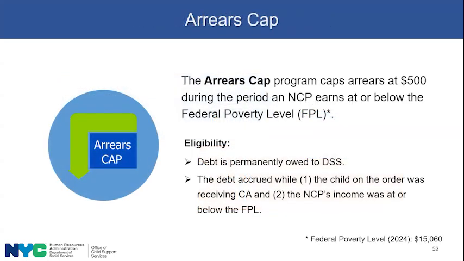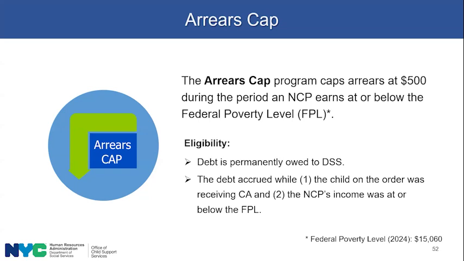Arrears cap caps arrears at $500 during the period that an NCP earns at or below the federal poverty level. Five years upstate, incarcerated, all that: if we kept billing you as if you were still out on the street and you racked up $15,000 in debt, if it's owed to DSS, we can reduce that from $15,000 to $500.